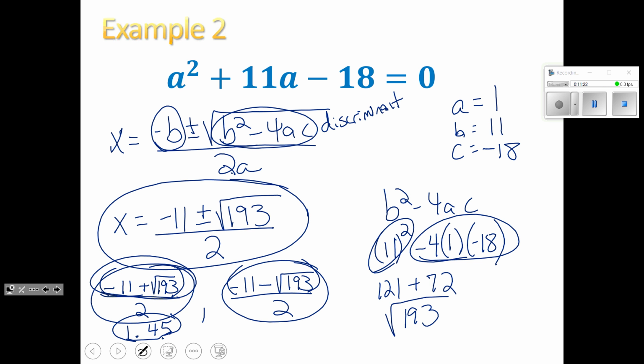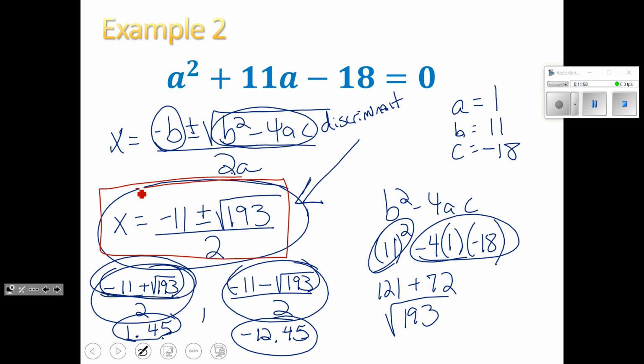And then you could do the other one, negative 11 minus the square root of 193, and then divide it by 2. Make sure you put the numerator in parentheses. And I ended up with negative 12.45. But I'm going to tell you for this, so I hope you're listening. Everybody listening, clean out your ears. I'm going to let you leave your answer just like this on your homework. Negative 11 plus or minus the square root of 193 divided by 2. You can leave your answer just like that.